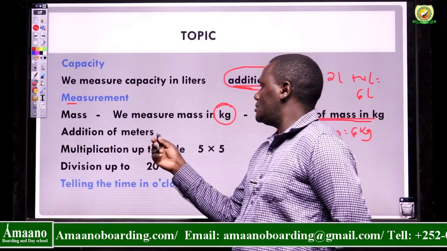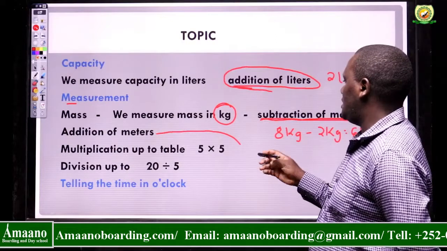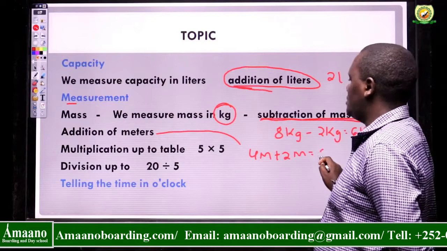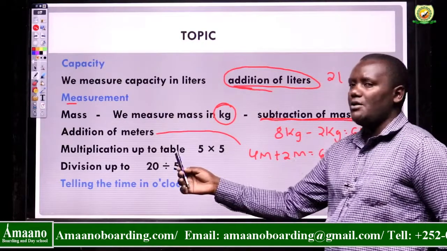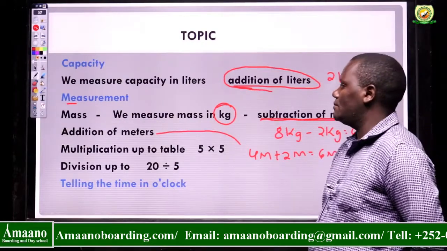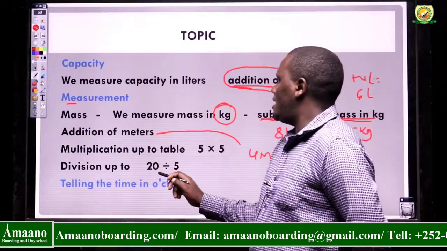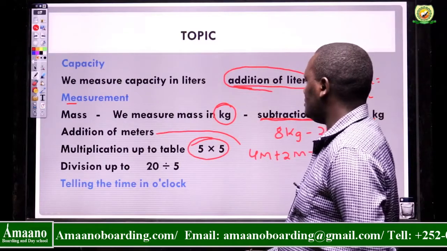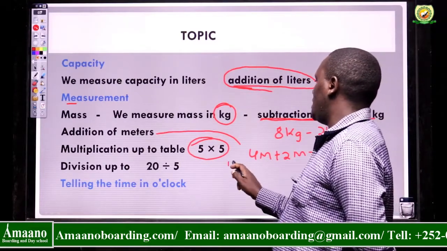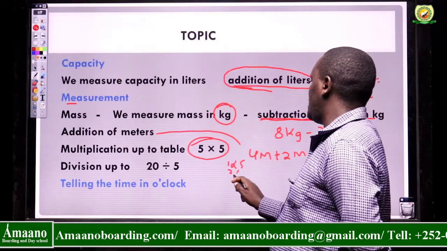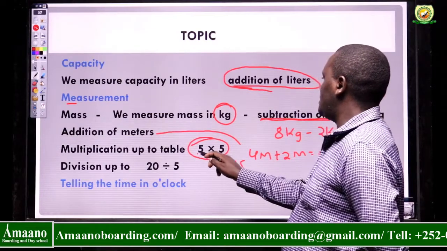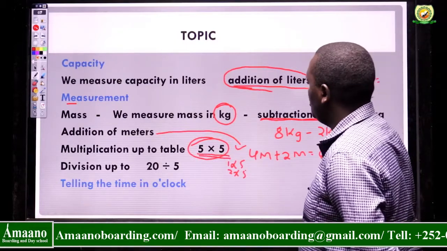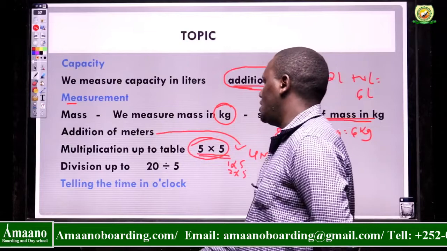Addition of meters, this is the same as like 4 meters plus 2 meters equals 6 meters. Practice how we add the meters. Also the multiplication table up to 5 times 5. You can say 1 times 5, 2 times 5, all the way, you practice up to table 5, and you will be able to solve those questions.